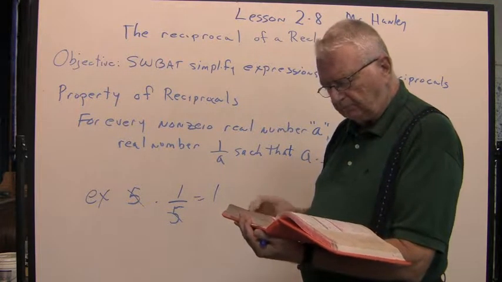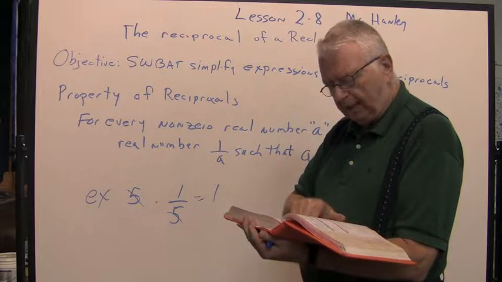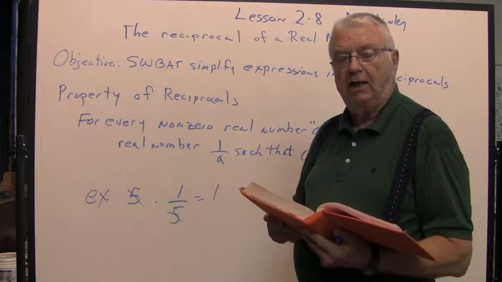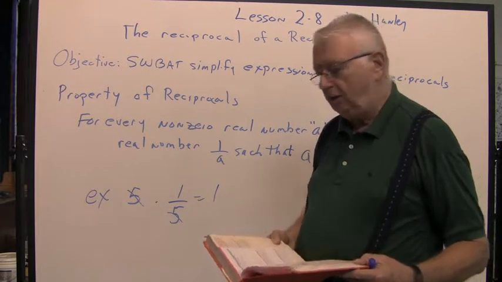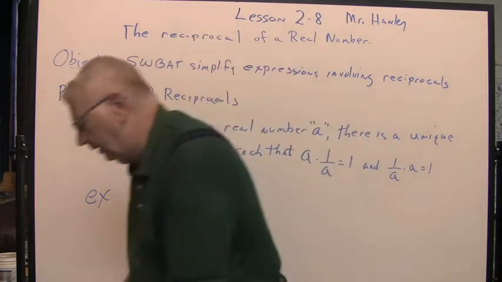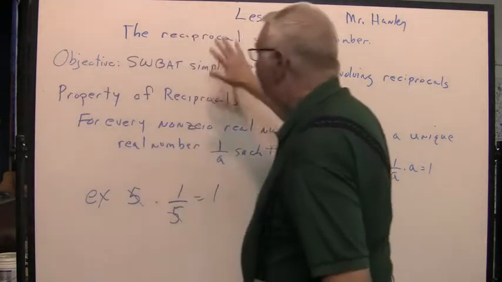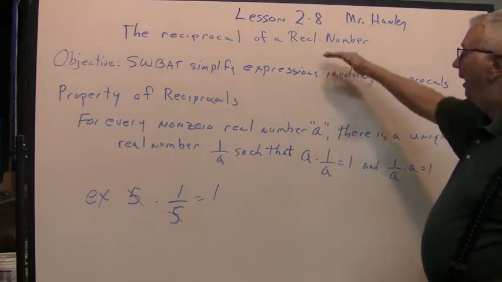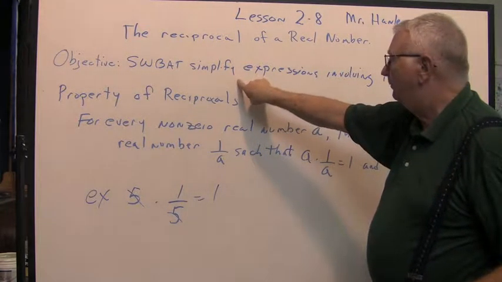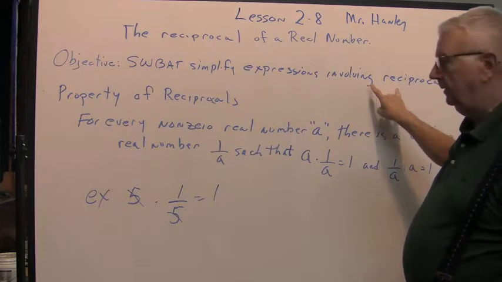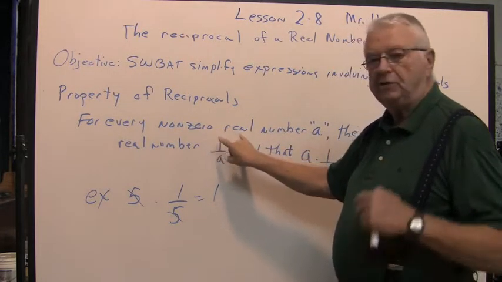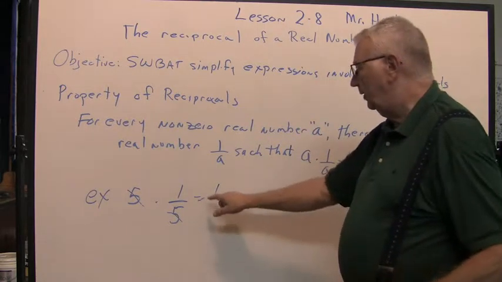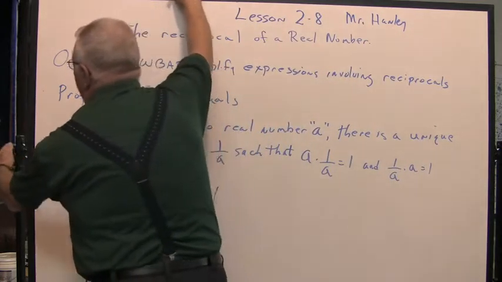And then we have the last one, 0, which has no reciprocal, because 0 times any number is going to be 0 and never could turn out to be 1. So that's the general setup. The objective is to simplify expressions using reciprocals, and the property of reciprocals we're looking at is that a number times its reciprocal is 1. So that's what we'll be aiming towards.